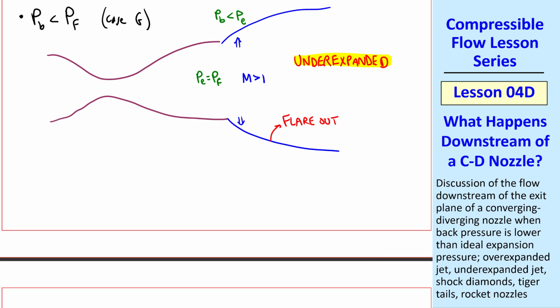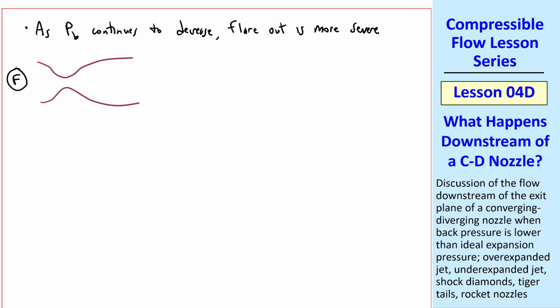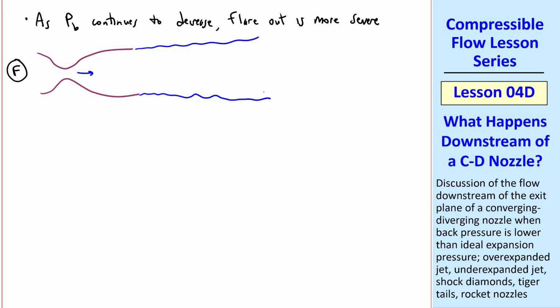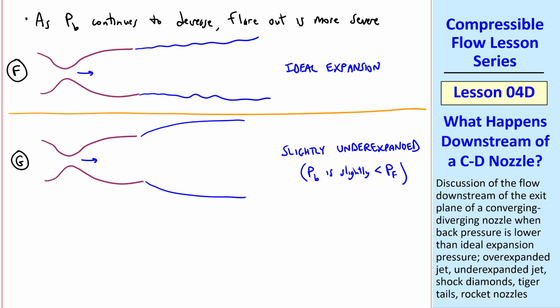Again, the Mach number here is supersonic, and the flow has to turn something like that. This is similar to the underexpanded nozzle that we discussed in a previous lesson. As PB continues to decrease, the flare out is more severe. Let's sketch 3 cases. First, case F, where the jet is ideally expanded. And then I'll look at 2 different cases for case G, namely slightly underexpanded. That's the case where PB is slightly less than PF.